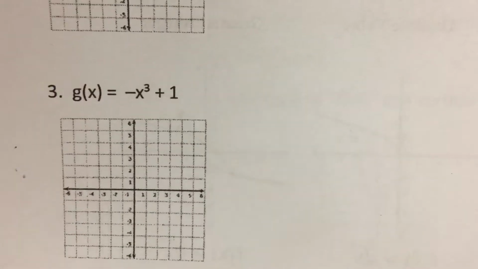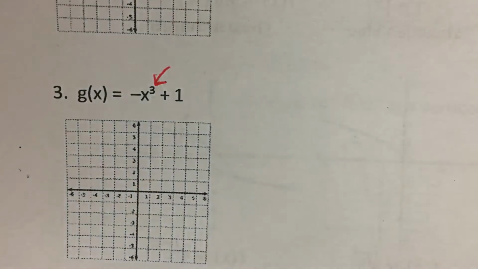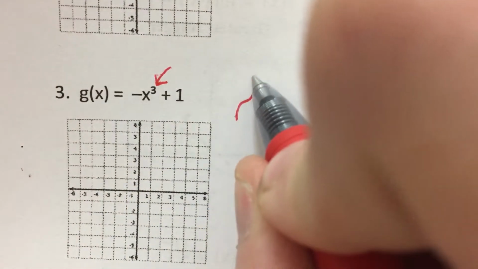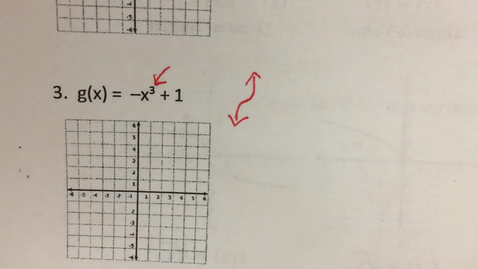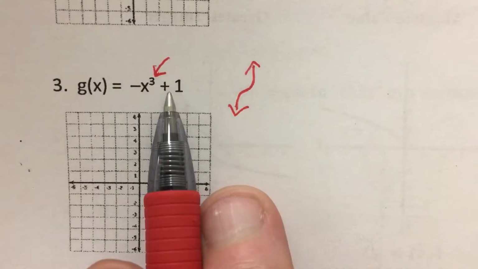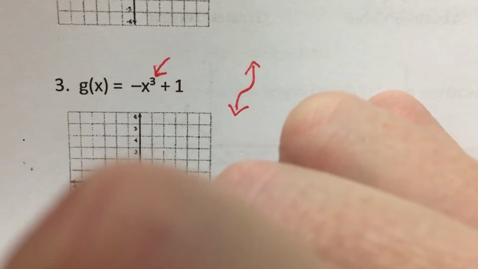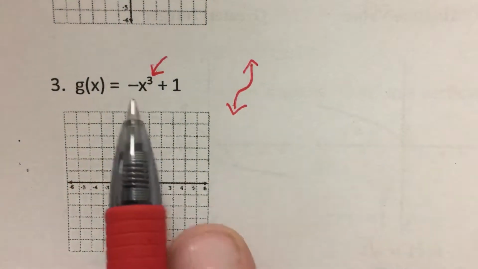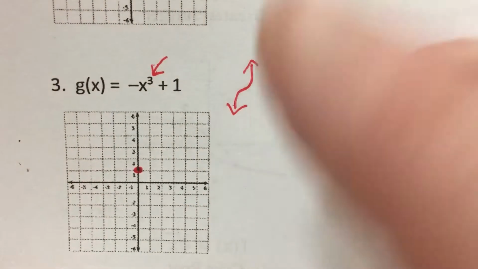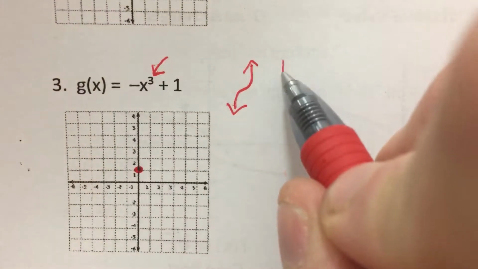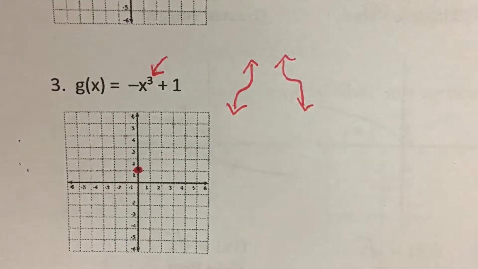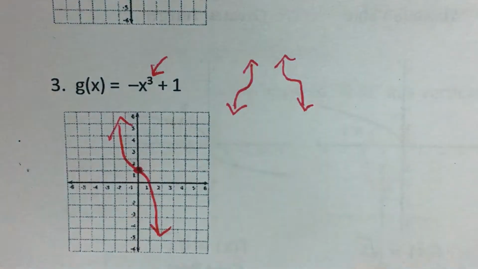Number 3, negative x to the third plus 1. Power of 3 means this is a cubic function. I know that cubic functions look like this. Outside number of plus 1 means it's been moved up 1. And the fact that it's negative means this has actually been flipped over as well. So it would be going like this. So right through my point, I complete my sketch.